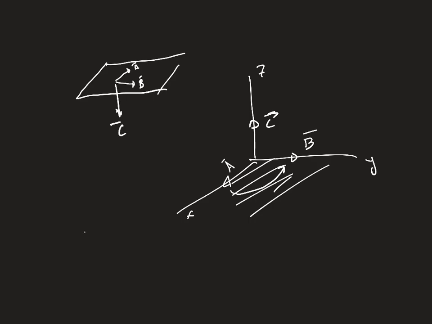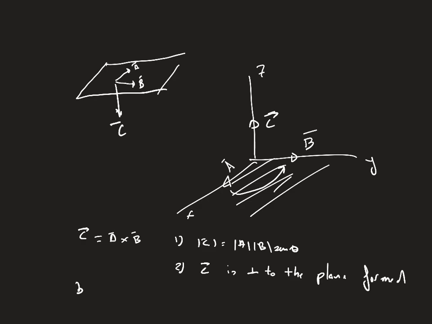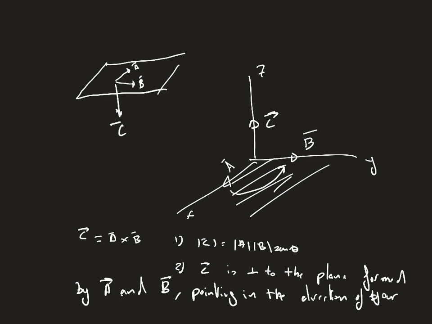So the vector C, that is the cross product, has two properties. The first property: the magnitude of C is the magnitude of A times the magnitude of B times the sine of the angle that they form. The second property: the vector C itself is perpendicular to the plane formed by A and B, pointing in the direction of your thumb, of course using your right hand. Okay? So that is the first definition.